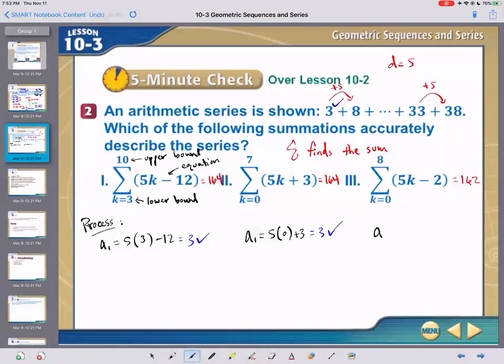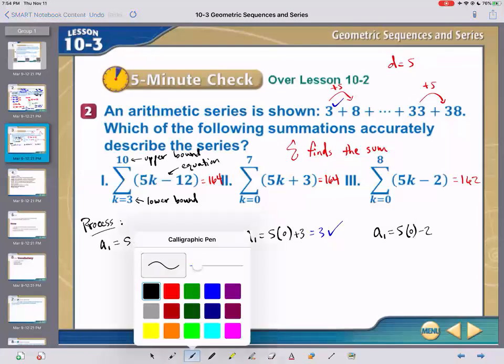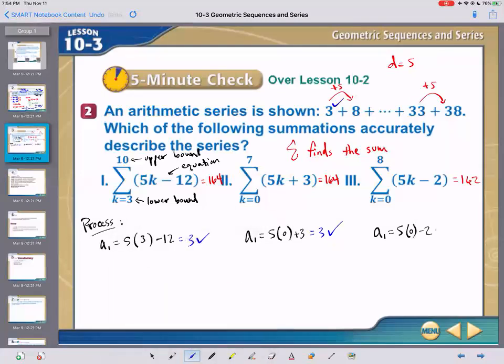Now let's try our last sequence here. If I plug in the lower bound of 0, 5 times 0 again is 0. I subtract 2, I get -2. Is that what it's supposed to be? No. So that sigma is out. That is not going to describe the series. So now I know it's going to be at least one of the first two, if not both.